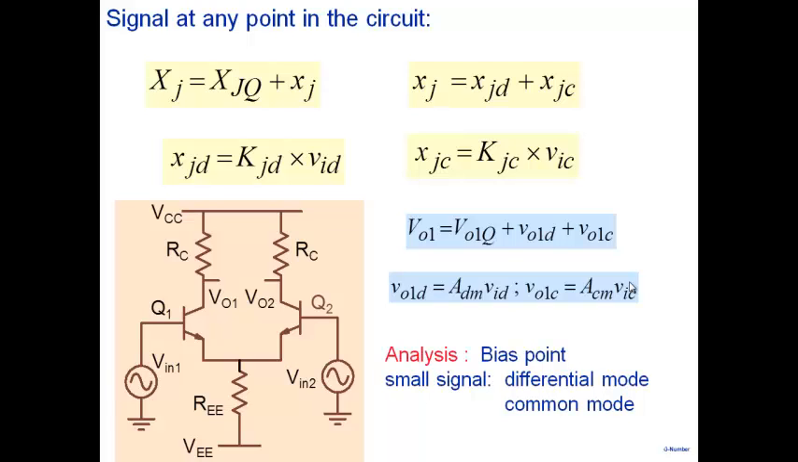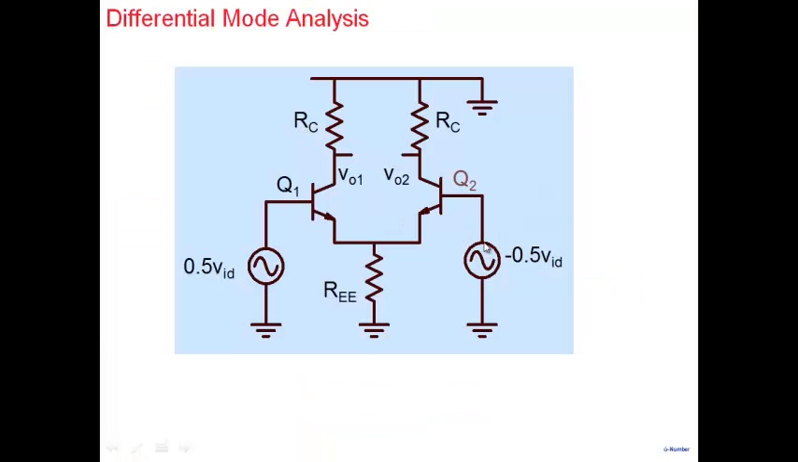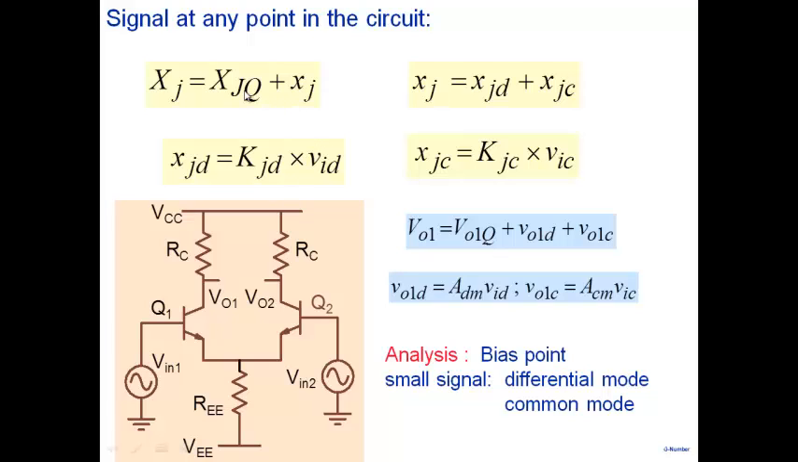So how many analyses do we have to carry out? Three. A bias point analysis to give you this one, a small signal differential mode analysis to give you V01D, and a common mode analysis to give you V01C. So three analyses is what you have to do, because we have broken our small signal analysis into two parts, differential and common mode. Alright, so now what we'll do is, we have already done the bias point analysis. Let's do the differential mode analysis here, and then we'll do the common mode analysis.